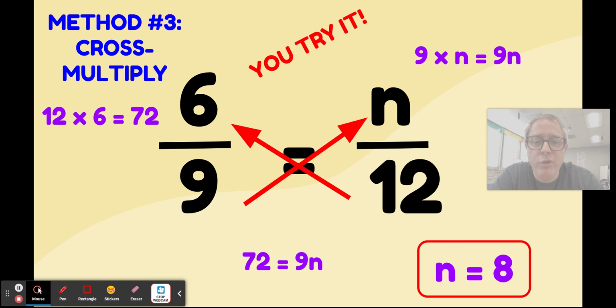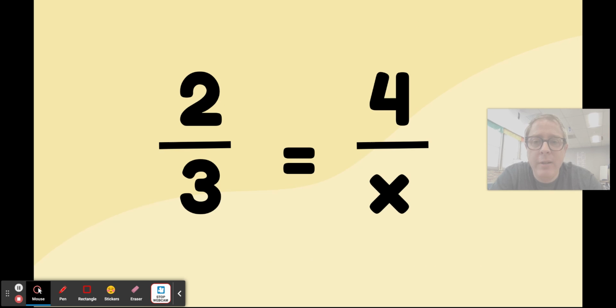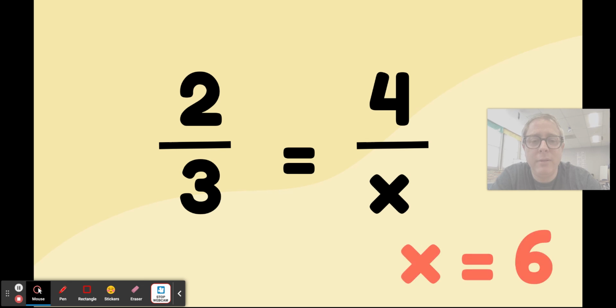All right, let's try a few problems. I want to see how you're doing. So 2 over 3 equals 4 over x. Find the value of x. Use the horizontal method, the vertical method, the cross multiplication method, or the simplification method if you can. Whichever method you think is going to work really well there. Horizontal. All right, hopefully you got x equals 6. 2 to 3 is equivalent to 4 to 6.